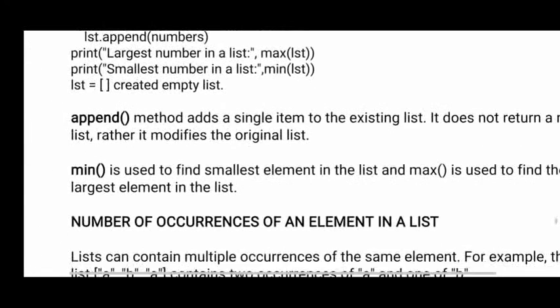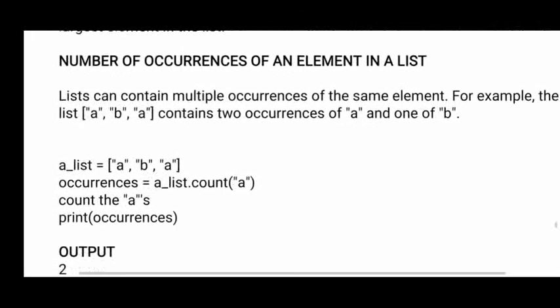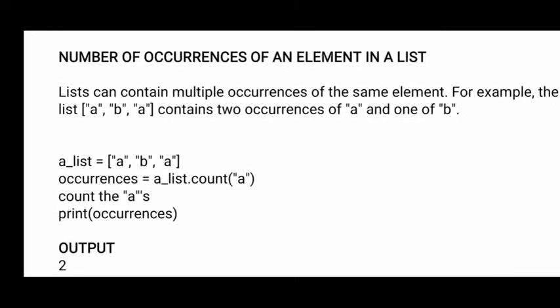Next, append, already I have explained. Minimum also I have explained. Number of occurrences using a count function. These functions are repeated; already I have explained these functions in one-dimensional array, two-dimensional array, three-dimensional array. In string, again I am explaining the same functions in a list. So the count function is used to count the number of occurrences of a given letter in a string.